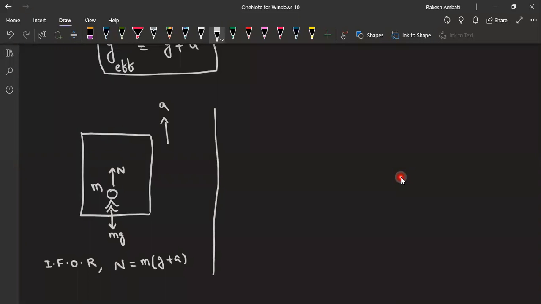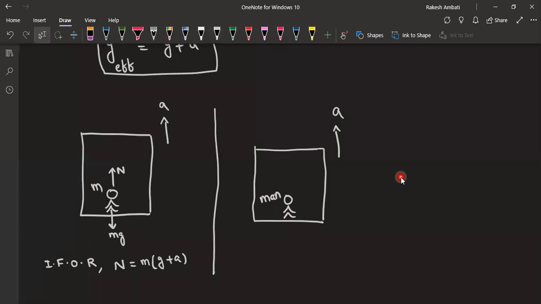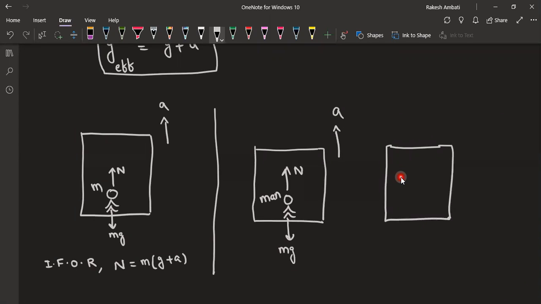Now, the same question I'm taking by taking a non-inertial frame, but a different scenario. Here, the man is inside the lift, and the lift is moving upwards with acceleration a. m is the mass of the man, his weight is mg, and the normal force acts on the man in the upward direction. But here, the observer is inside.